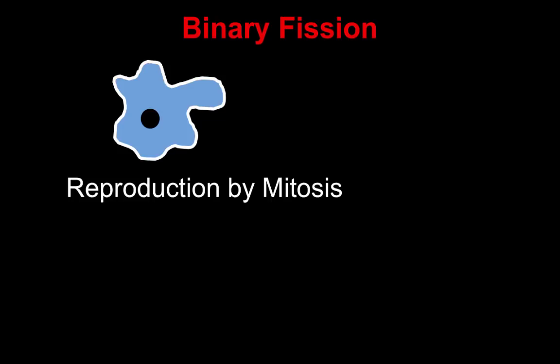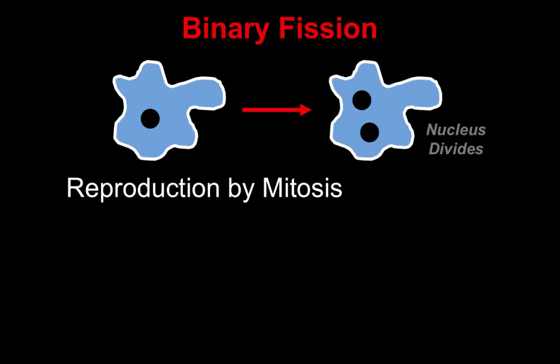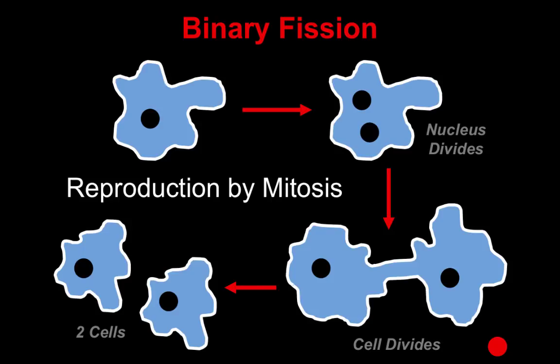Now, some unicellular organisms actually use mitosis to reproduce their entire self. And we call that binary fission. Binary means two, fission means to split. So basically it just means the cell splits in two. What happens is the nucleus divides, the cell divides, and now we have two new unicellular organisms. And these would be clones of each other.